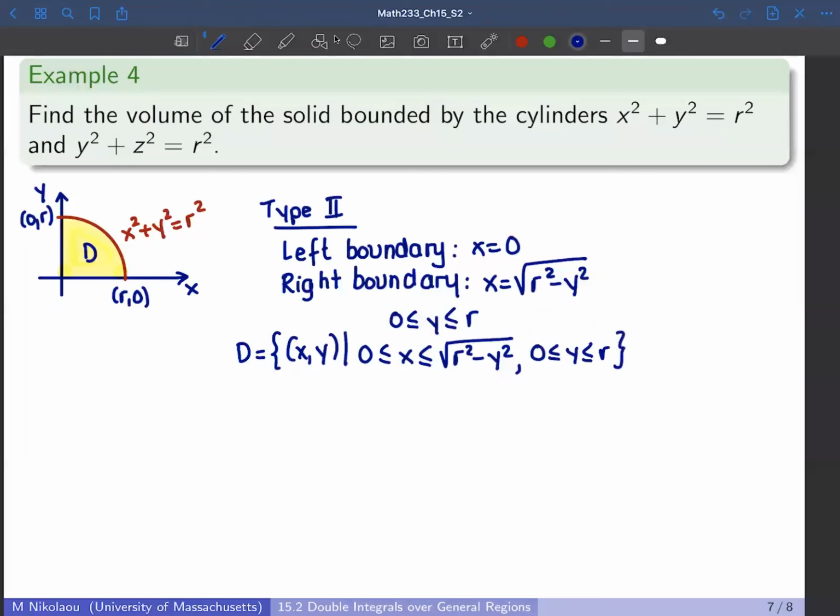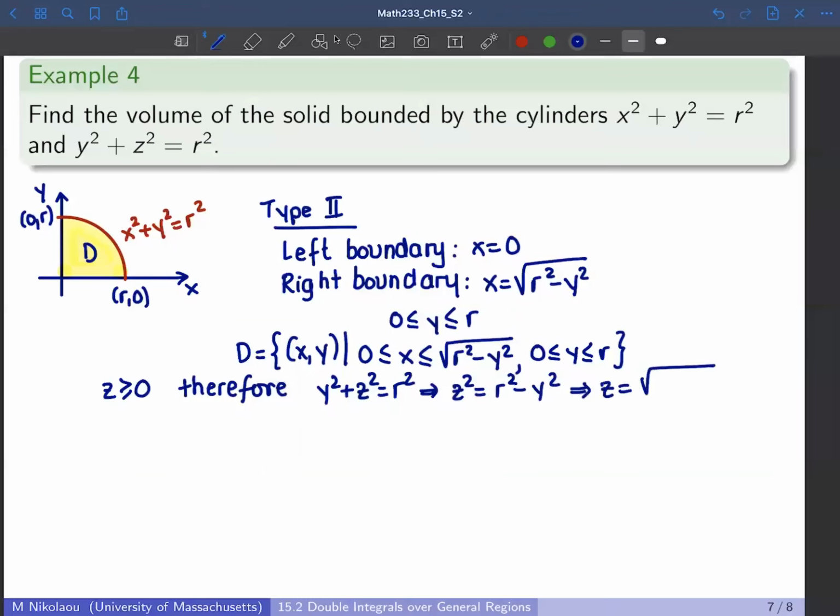Since we are working on the first octant, that means that z will be either positive or 0. Therefore, if we solve the other circular cylinder equation with respect to z, we have y squared plus z squared is equal to r squared. So that means that z squared is equal to r squared minus y squared. And since z is always positive or 0, we'll get that z is equal to the square root of r squared minus y squared.